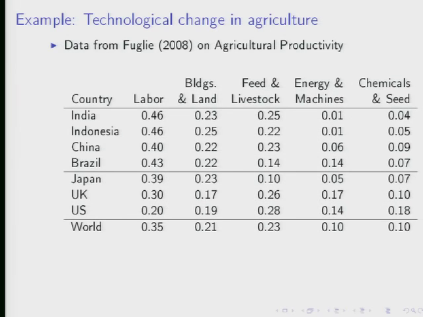It's kind of interesting. What that means is we have a choice here. If we wanted to think about modeling world agriculture, one thing we could do is just take these numbers and plug them in. We could say that world agricultural output is equal to some A. We haven't said what A is yet, but it'd be equal to labor raised to the 0.35, land raised to the 0.21, and so on. If we wanted to model developing country agriculture, or agriculture in India, say, we'd use different shares. We'd use the labor share of 0.46, we'd use a land share of 0.23, and so on.